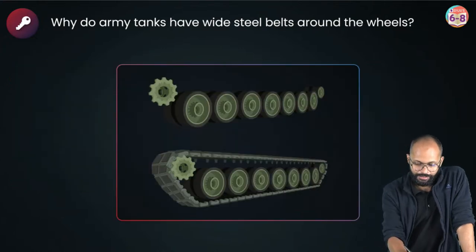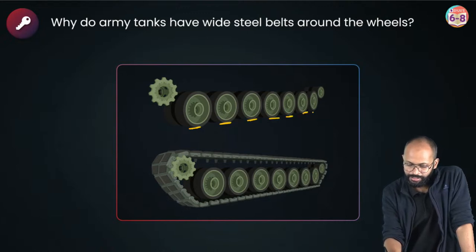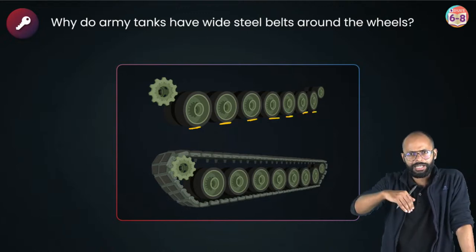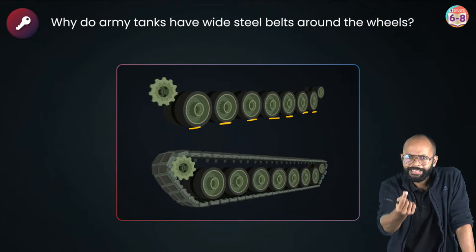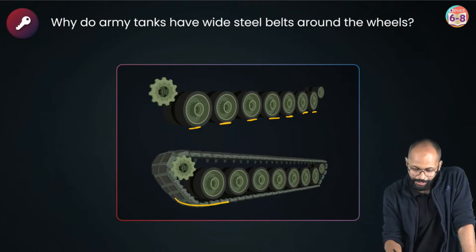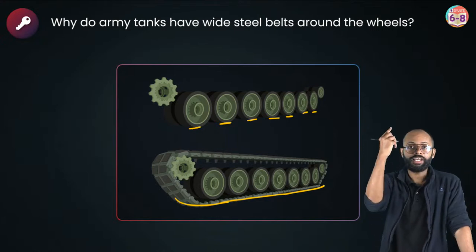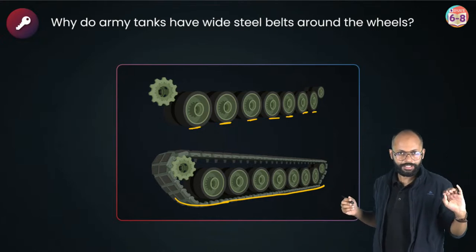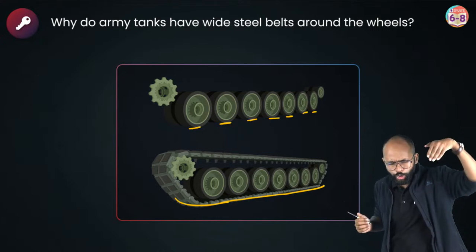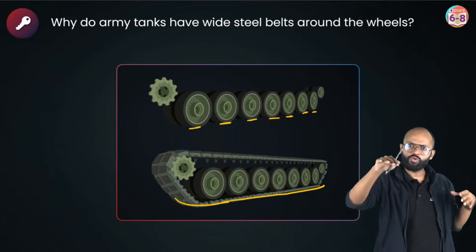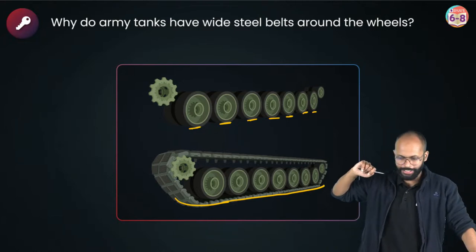Single tire, matlab ye, this. All these will touch the ground, but area of contact is less. If you increase the area, this is what? Increasing the area. Now, pressure is less, which means the tires will not go inside the ground. And this can move in any terrain. That's why. Theek hai? Clear?